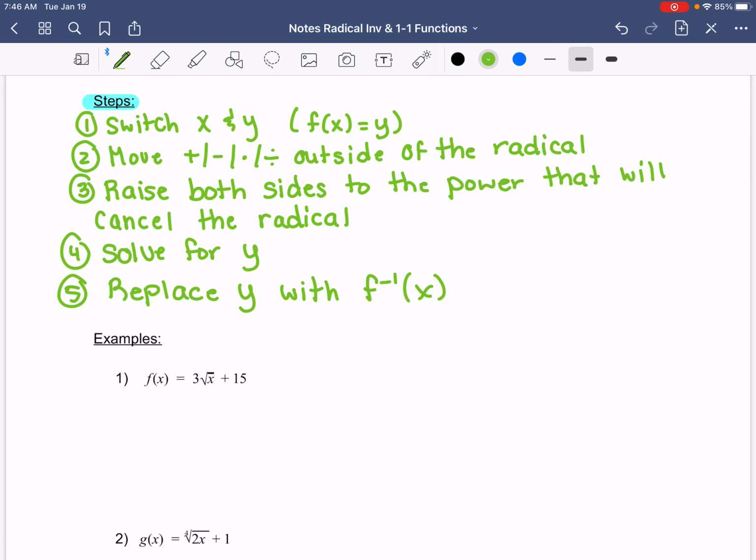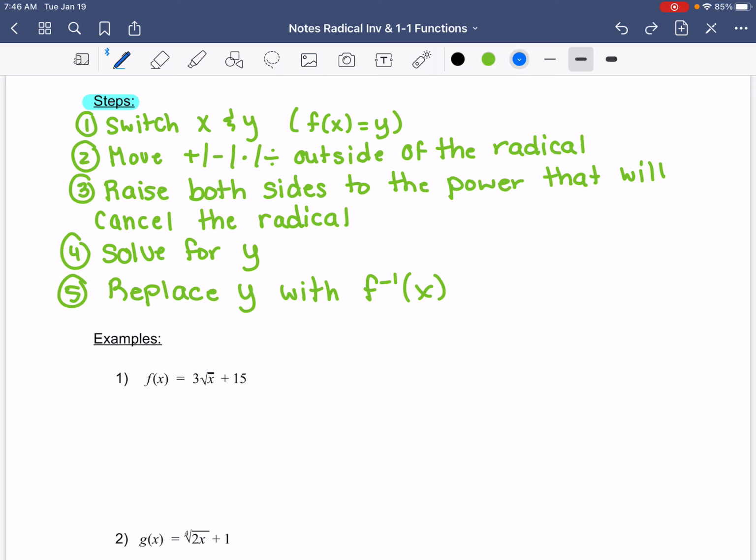All right, we're going to do a few examples of this. We are going to need our workbook, Unit 4A, for one of them. We're going to do like 3 examples. So our first example says f of x equals 3 square root of x plus 15. So I'm going to follow these 5 steps right here.